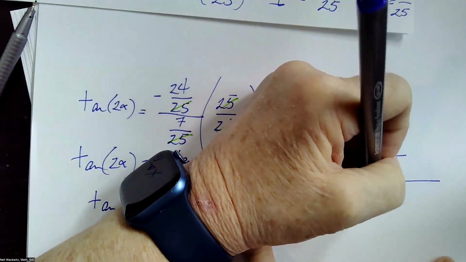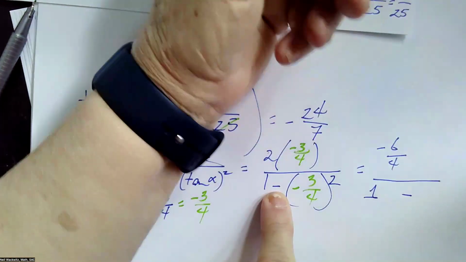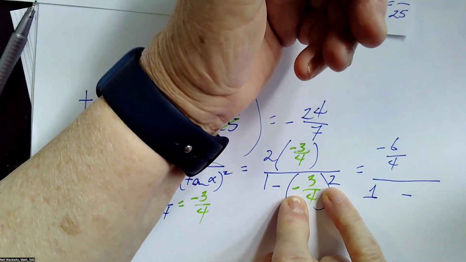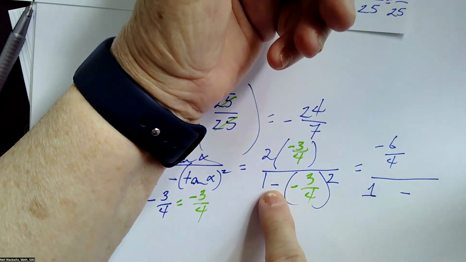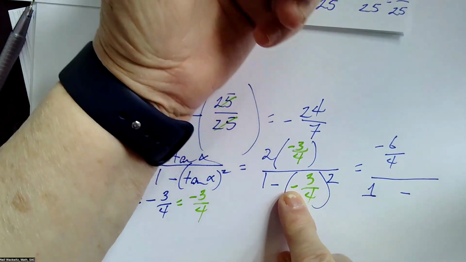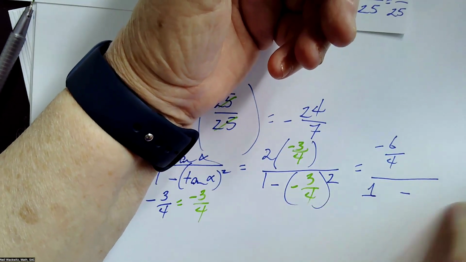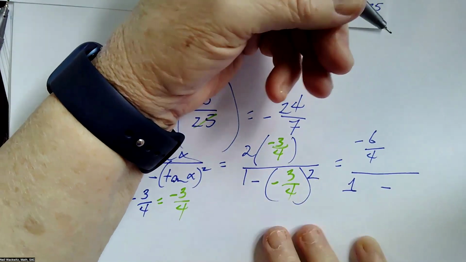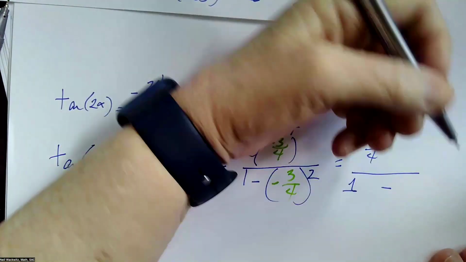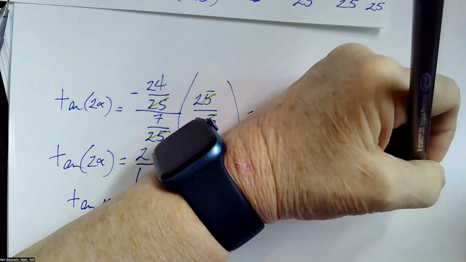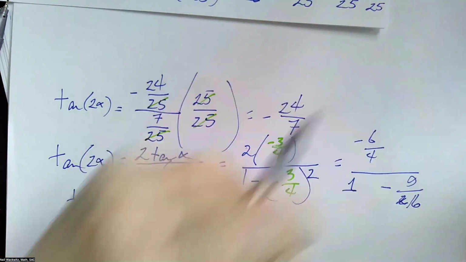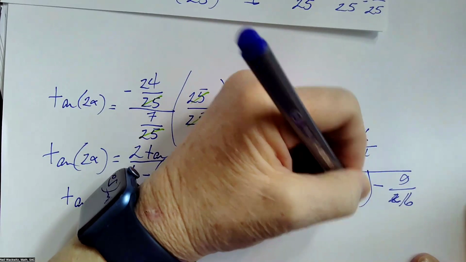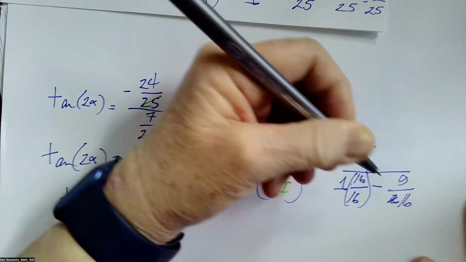So I've got 1 minus, and this negative goes away. So we've got negative squared is positive. And this is really important to remember. These negatives don't talk to each other yet because we've got to square first. So when we square, we get a positive, and the negative in the middle stays. 3 over 4 squared is 9 over 16. And I left a space because we want to multiply 1 by 16 over 16.